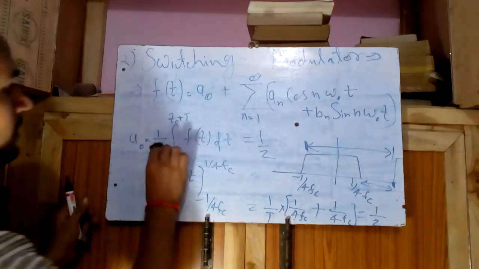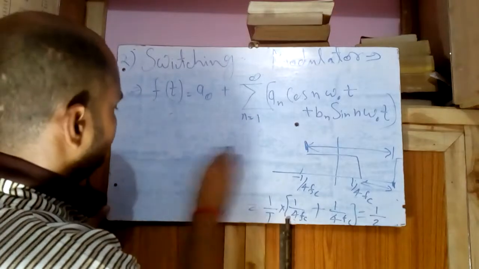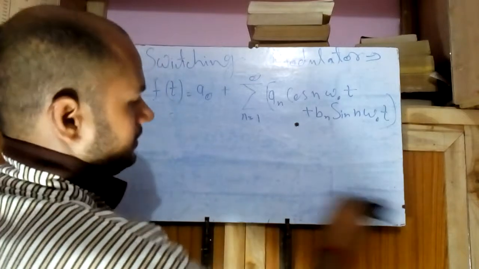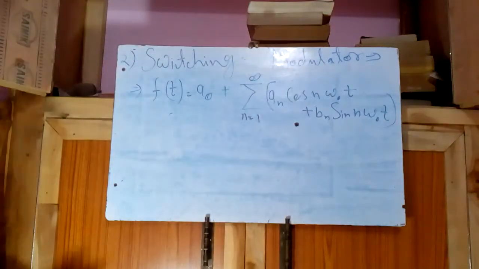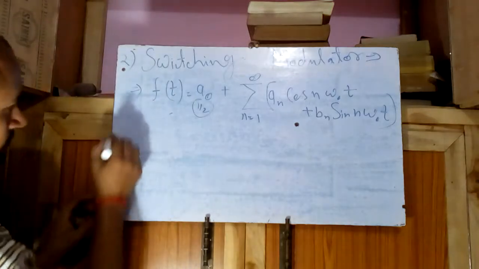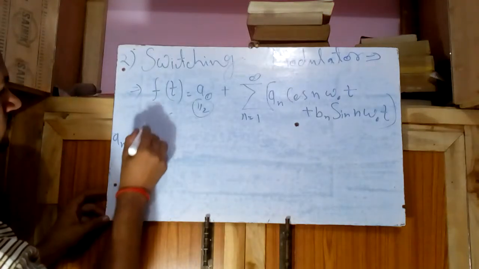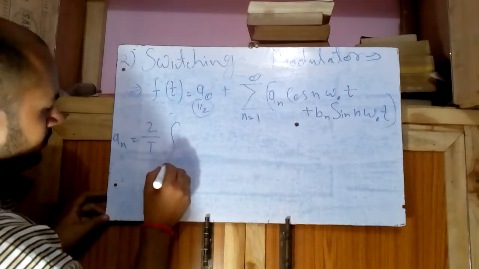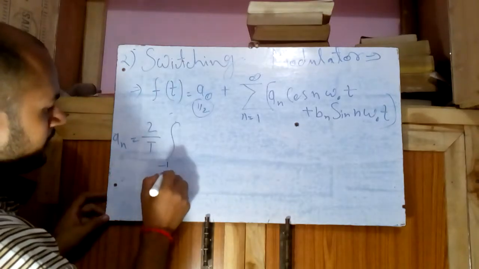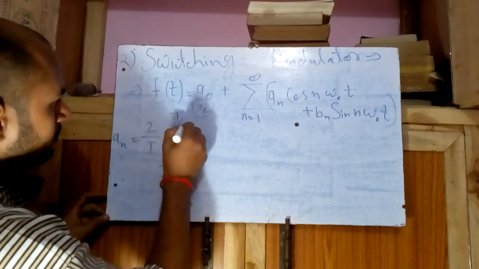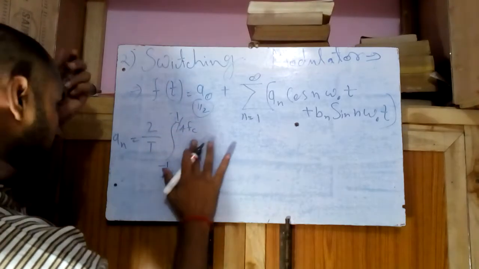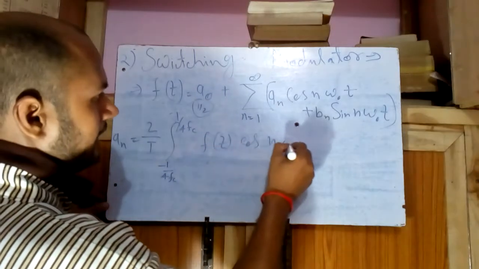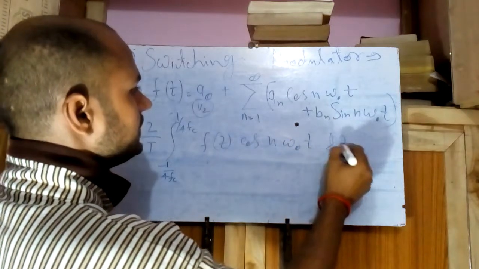Now we will find the an. A naught is 1 by 2. Remember this gate characteristic, I will use it again. That has become 1 by 2. An is equal to 2 by T, right? Integration from t naught to t naught plus T, minus 1 by 4 Fc to 1 by 4 Fc. Here ft into cos n omega naught t dt, right?